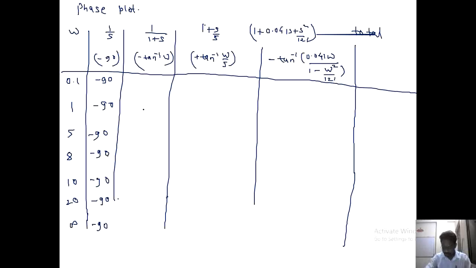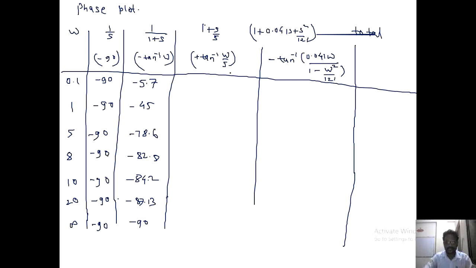So here we will get minus 5.7, then minus 45, minus 78.6, minus 82.8, minus 84.2, then minus 87 point something, minus 90 approximately. Further after 20 it will be close to 90. For any value like 100, 200, 1000 we will get less than 90 degrees.